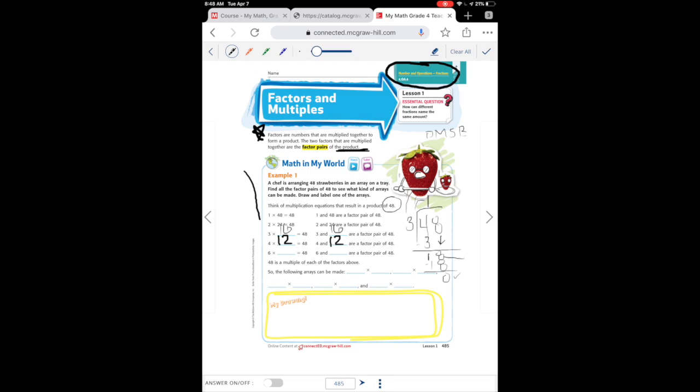Last one, 6 times what number equals 48? You could divide 48 by 6. You could skip count by 6 until you get to 48. Or you could look at a multiplication chart. I would use my multiplication chart as my last resort because we won't always have that. But we can always divide and we can always skip count. So try and figure out what 6 times what number equals 48.